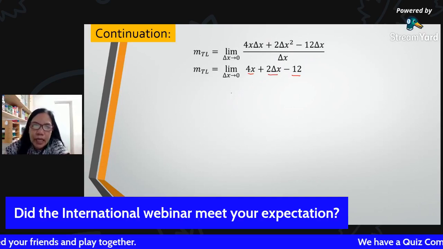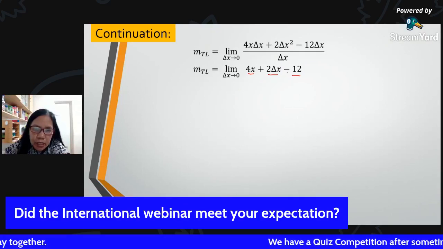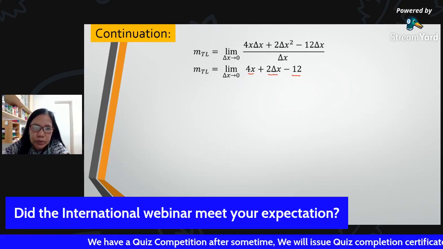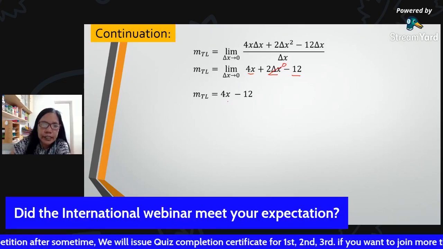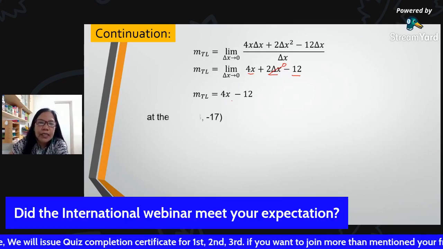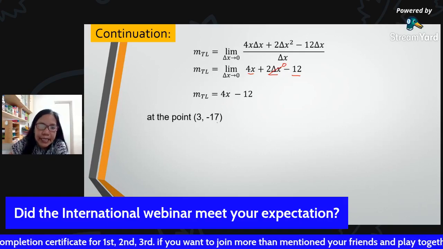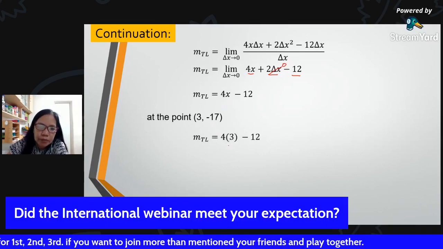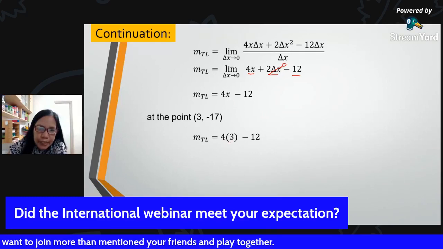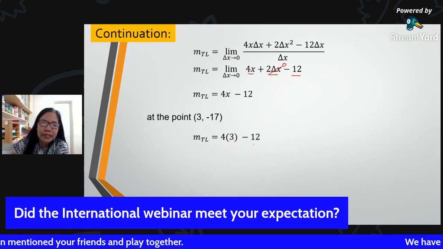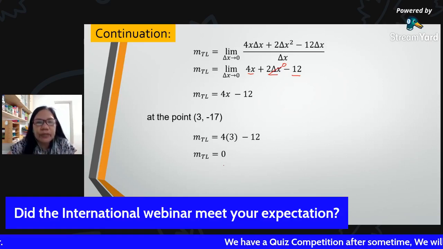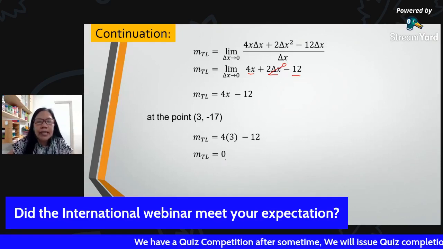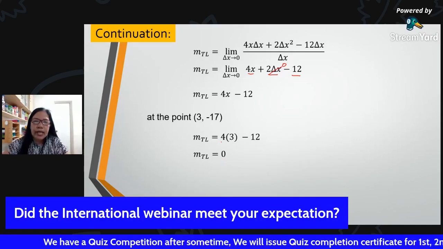And if we get the limit of this 4x plus 2 delta x minus 12 as delta x approaches 0, it becomes 0. So the slope of the tangent line is 4x minus 12. So at point 3, negative 17, we have to plug in 3 here. So 4 times 3 is 12, then minus 12. So we have the slope of the tangent line is 0. And this means that the line is horizontal.